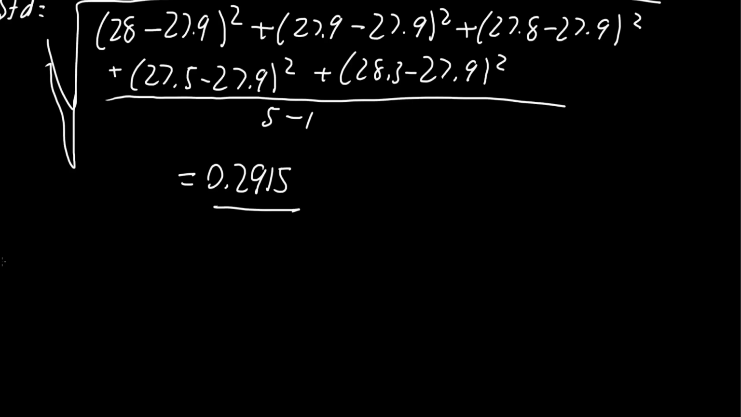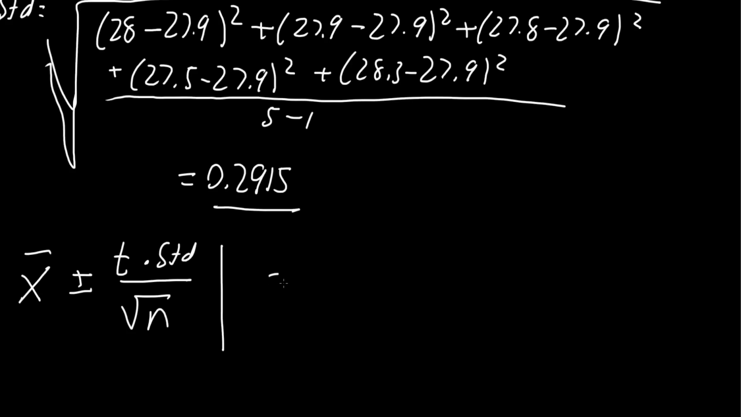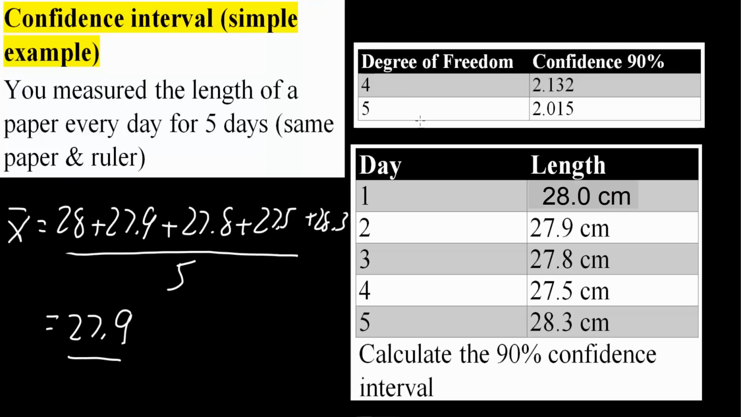Now to get the confidence interval, the formula is this. The average plus or minus our t-value times standard deviation divided by the square root of n. So the average, we know it was 27.9 plus or minus. Now the t comes from a table. And so that's a degree of freedom. So we have n is equal to 5 because we have 5 terms. 1, 2, 3, 4, 5. Degree of freedom is 1 less. So we say 5 minus 1, we get 4.